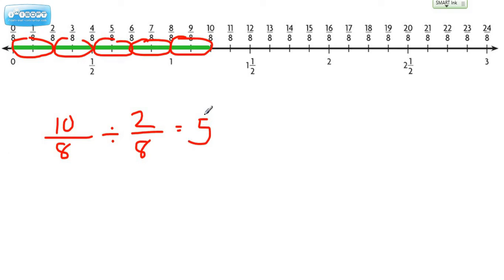Now as a check, if we did 5 times 2 eighths, we should get 10 eighths. 5 times 2 eighths equals 10 eighths.